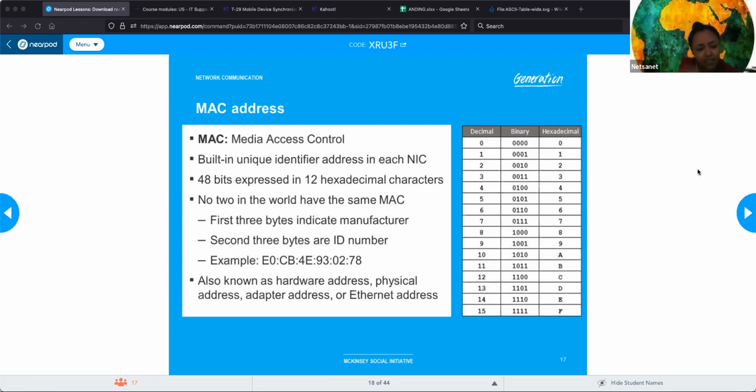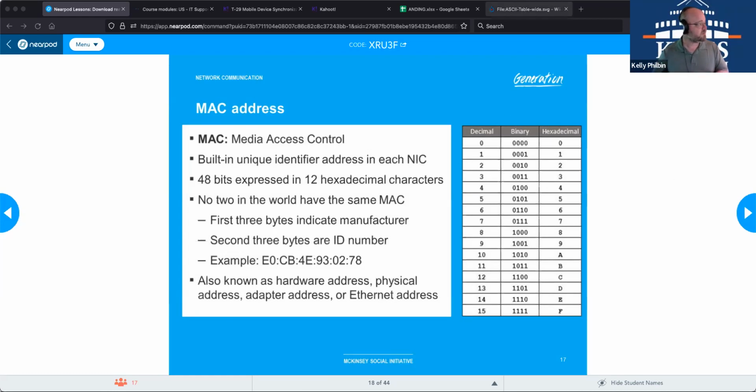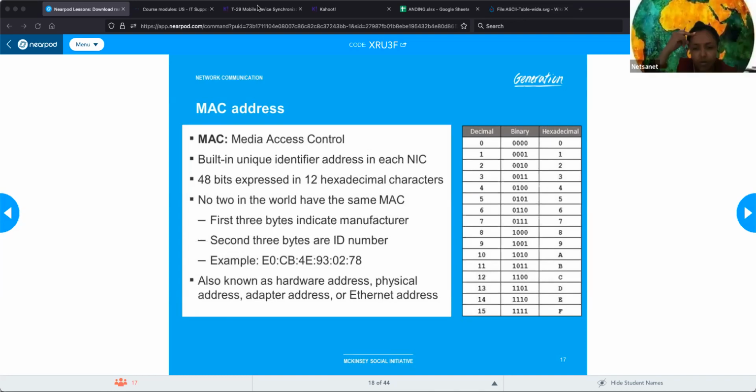Mr. Ken. Yes. I'm a little bit confused that it's saying the 48-bit expressed in a 12 hexadecimal, but the hexadecimal is 0 to 9 and A, B, C, D until F. So where's the 12 hexadecimal? Hold on, I'll show you.